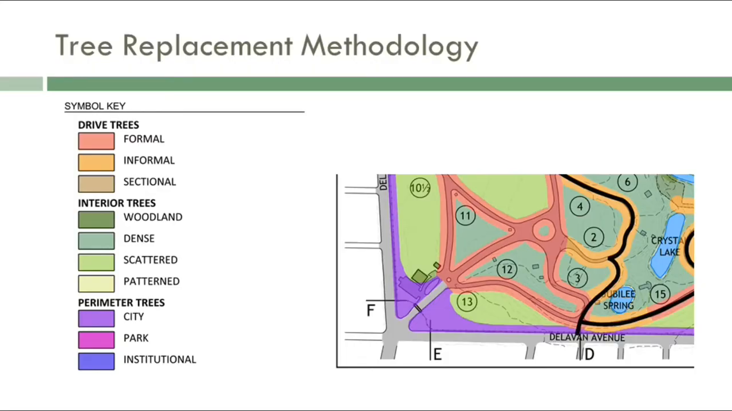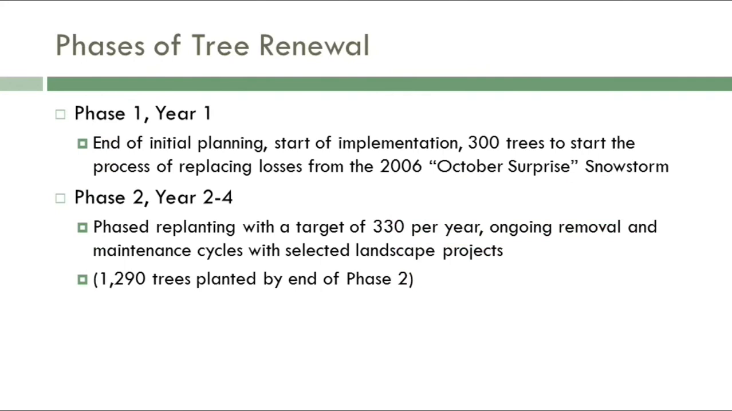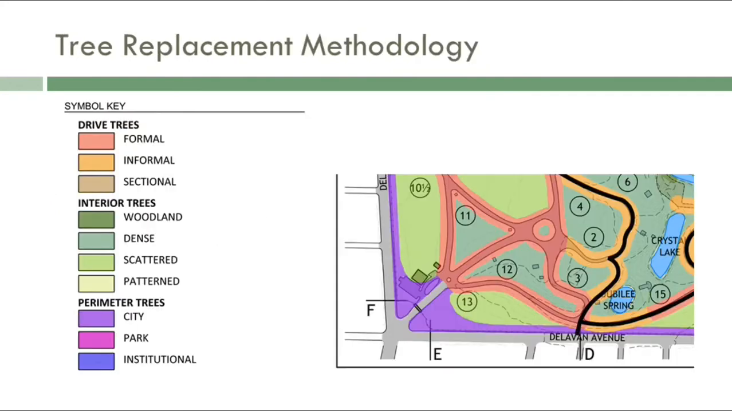Corresponding to this color-coded typology is a species list of suggested things that will work. There are certain things that will not work well in a dense interior area. There are things that are appropriate for along a formal drive that just aren't appropriate along a sectional drive. Again, it's managing change, it's recognizing the uniqueness of each place and taking the time to see how that is based on documentation so that we can get to the end result.